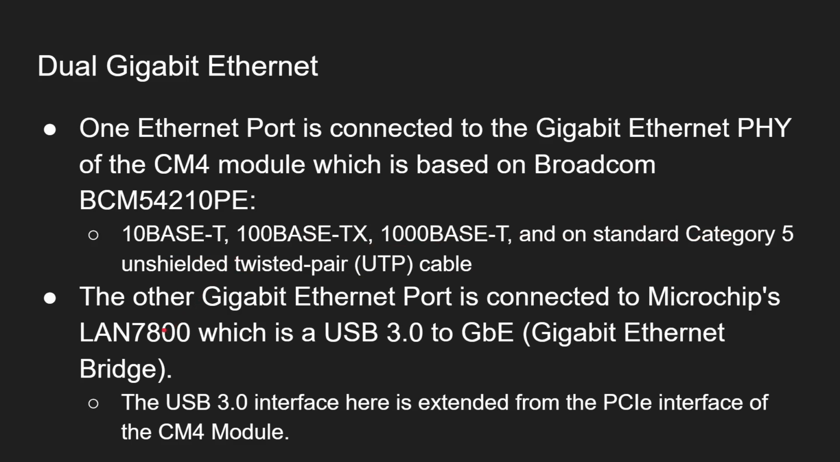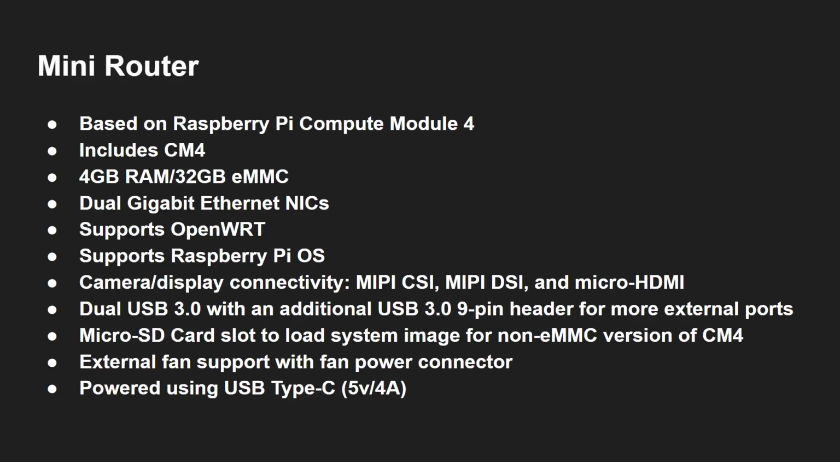Now the other one is a gigabit Ethernet port that's connected to Microchip's LAN7800, which is a chip that basically does USB 3 to gigabit Ethernet, and then the USB 3 side is actually taken from the PCI interface of the compute module 4. So the normal carrier board has a USB 2, here you've got USB 3, and it's actually wired directly into the PCI Express interface, so you're getting the best speed you can get out of this, and therefore you're getting gigabit Ethernet out of both ports, one connected directly to the processor, the other via a USB 3 bridge.